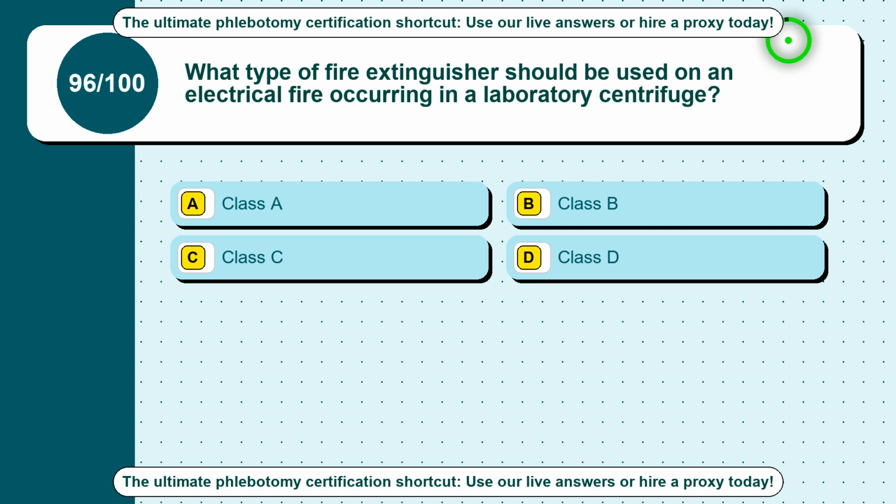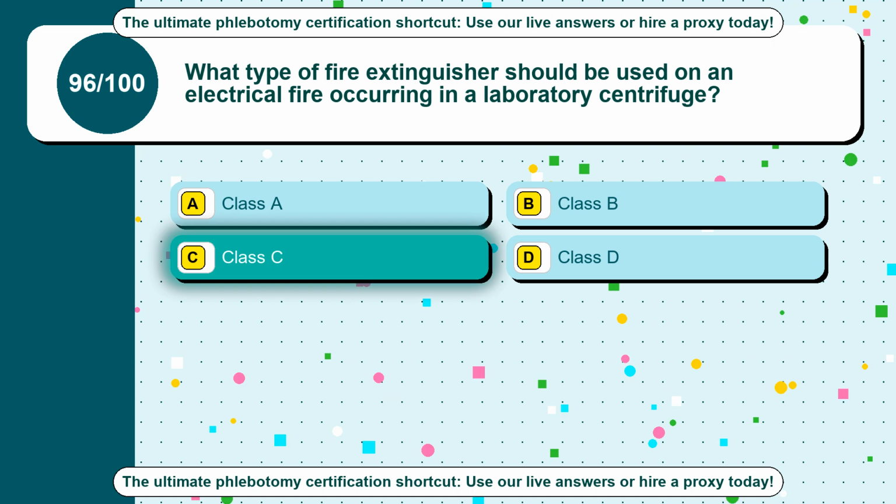Question 96. What type of fire extinguisher should be used on an electrical fire occurring in a laboratory centrifuge? Option A, Class A. Option B, Class B. Option C, Class C. Option D, Class D. The correct answer is option C, Class C.